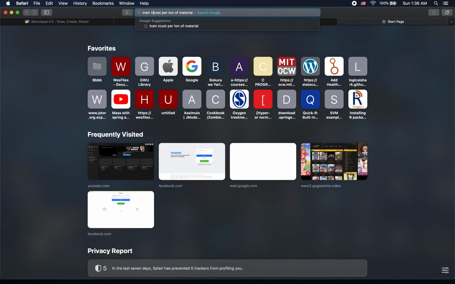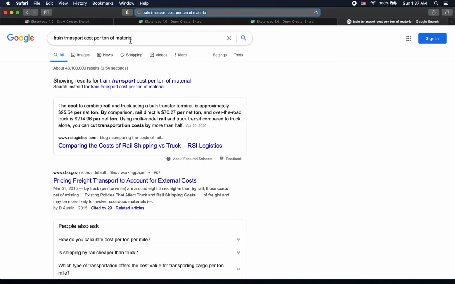Train transport. We're going to see it's ridiculously cheap. It's about $100 per net ton with rail and train. Direct rail is $70. Okay, so a ton is 2,000 pounds. That means if you have less than 0.2 pounds, you're going to easily get less than a cent's worth of cost to transport it in theory. But that's not how it works, because I have to charge you a cent for the shipping costs, and so on and so on.